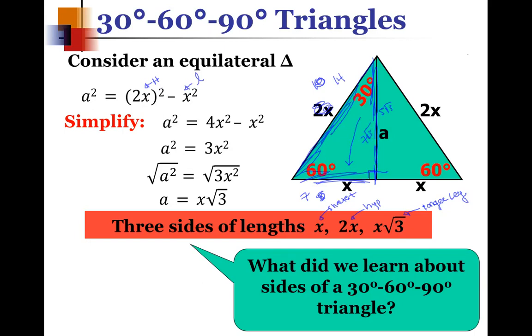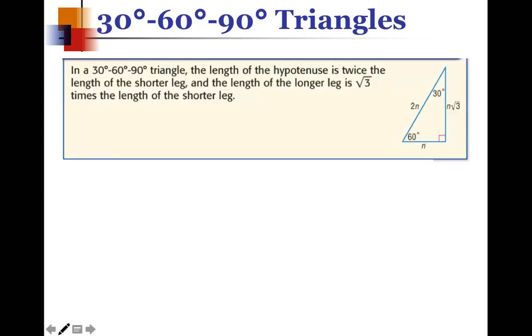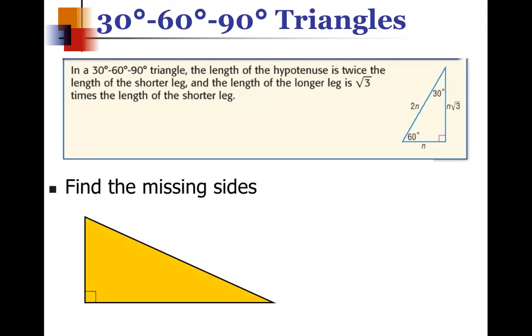So let's look at a few examples, right? In a 30, 60, 90 triangle, the length of the hypotenuse is twice the length of the shorter side, and the length of the longer leg is root 3 times the length of the shorter leg. So if we want to find the missing sides, so that's 60, that's 30, this is 5. Well, do I know the shortest side? I believe I do, right? So this is the shortest side.